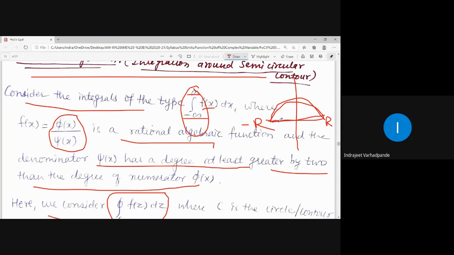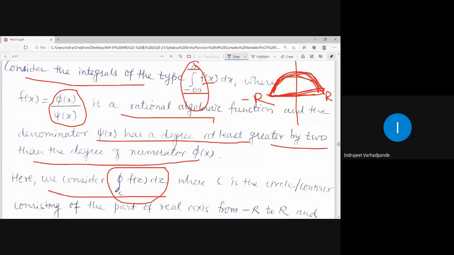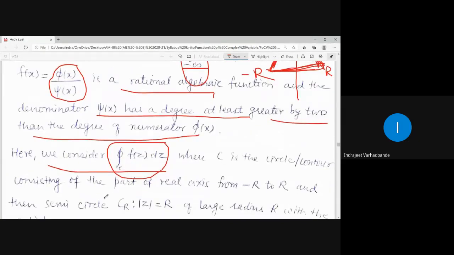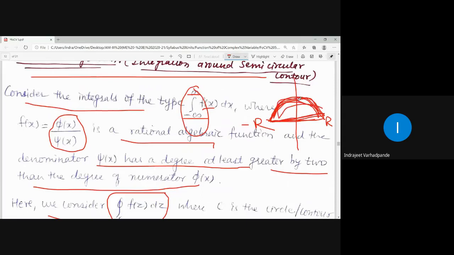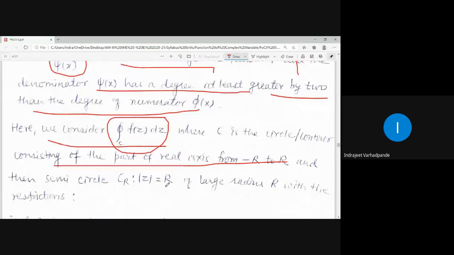One part will be this real axis which is varying from minus r to r, and the other portion will be this curve. This curve is usually called the semicircular contour. So our integral over closed curve C, f of z dz, where C consists of the real axis from minus r to r and the semicircle, this curve portion CR, where mod z is equal to r, whatever will be the radius, which is usually taken as large.